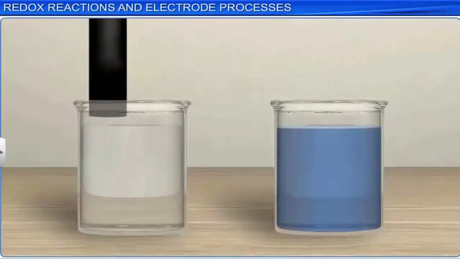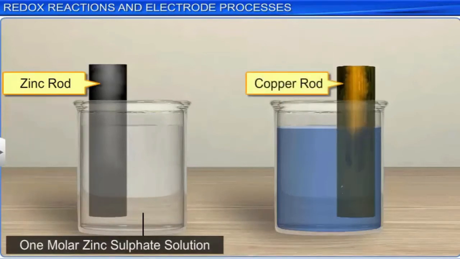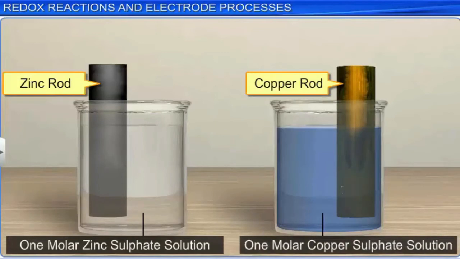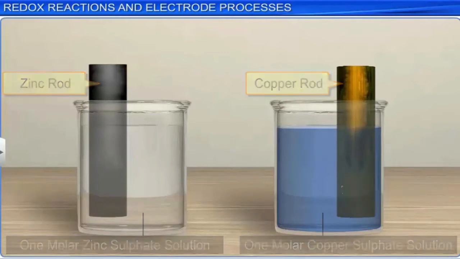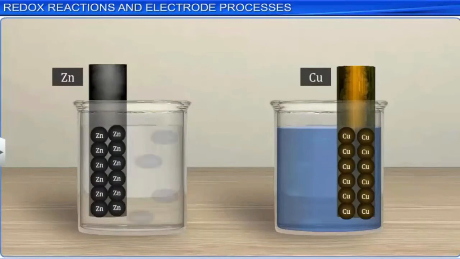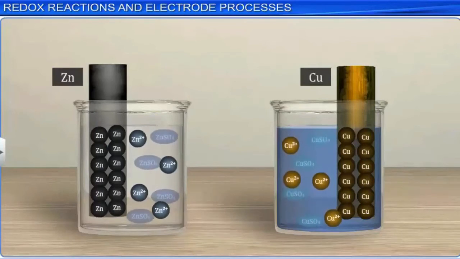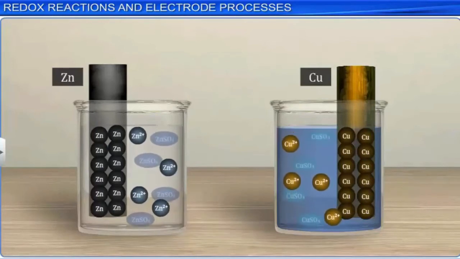We place the zinc rod in 1 molar zinc sulfate solution. Then, we place the copper rod in 1 molar copper sulfate solution. In each beaker, the reaction takes place at the interface between the metal and its salt solution, and both the oxidized and reduced forms of the same species are present. This is also known as a redox couple.